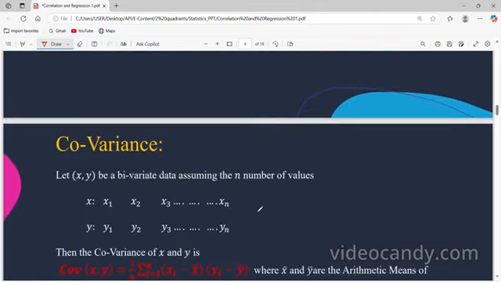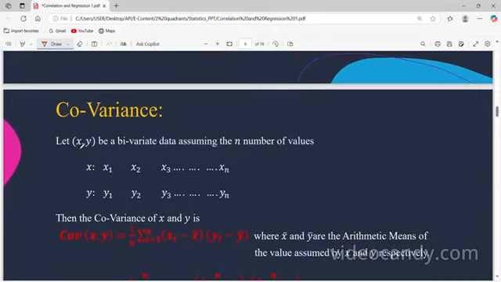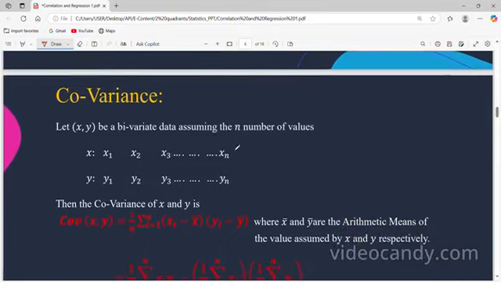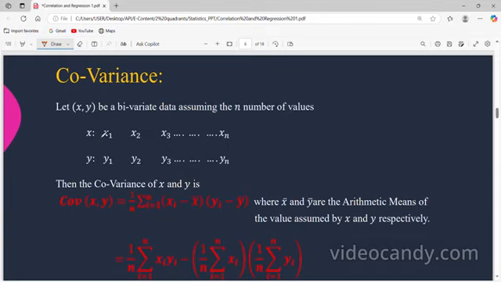Next is covariance. Let x and y be a bivariate data assuming n number of values, x1, x2, x3, ..., xn and y1, y2, y3, ..., yn. Then the covariance of x and y, which we denote by cov(x,y), is 1 by n summation of i equal to 1 to n, (xi minus x bar)(yi minus y bar), where x bar and y bar are the arithmetic means of the values assumed by x and y respectively.